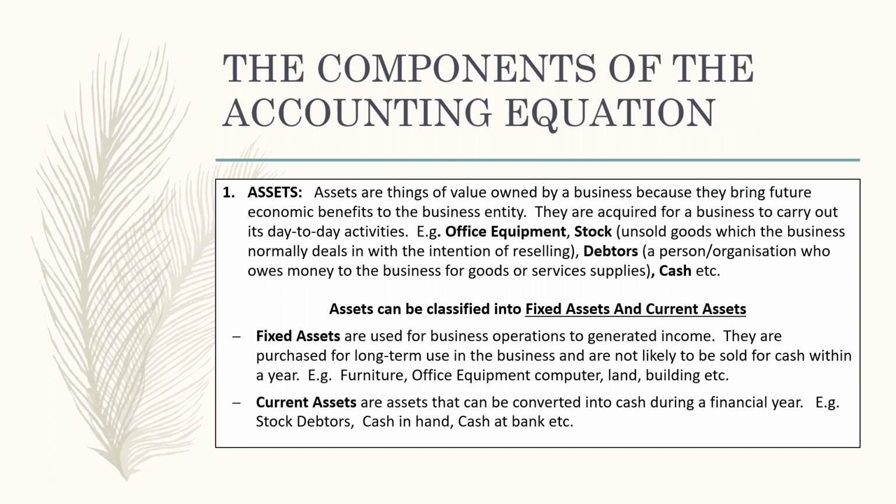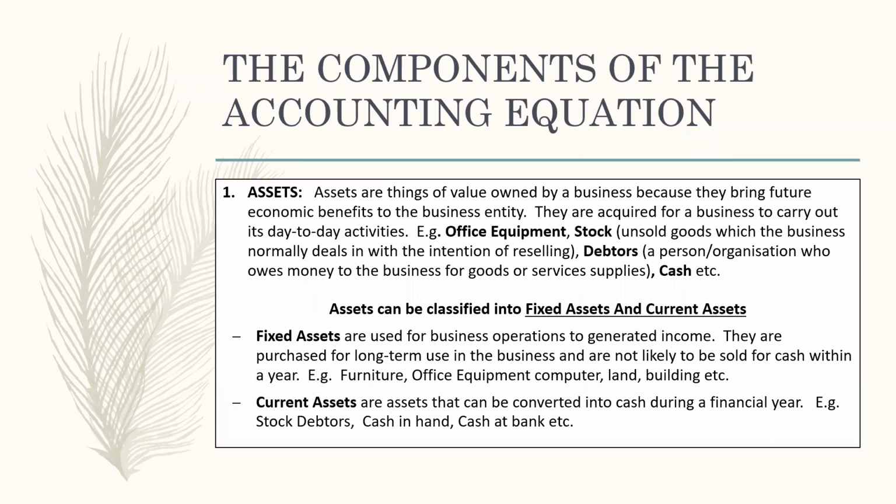And then you have another example of asset, which is stock, which is, of course, I've put it in bracket there for you, unsold goods, which the business normally deals in with the intention of reselling. So these are the goods that the business will have for resale. And then you have debtors. And I've given you a definition as to what are debtors. A person or organization who owes money to the business for goods or services, supplies, okay? And then you have cash.